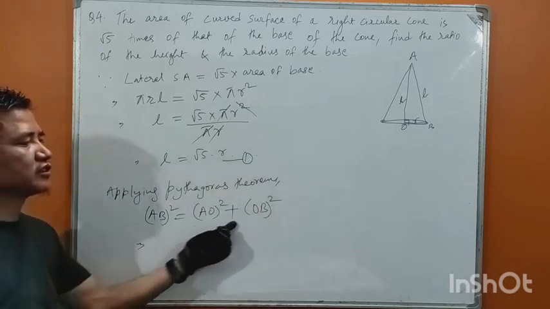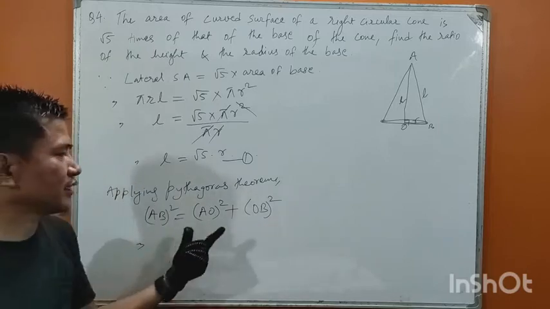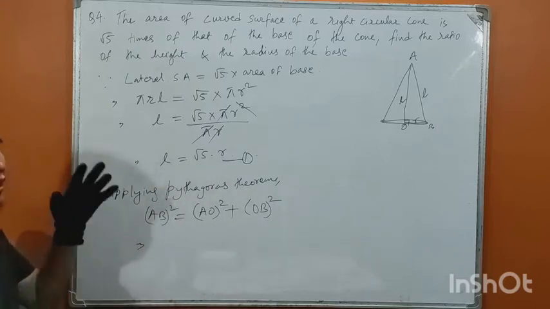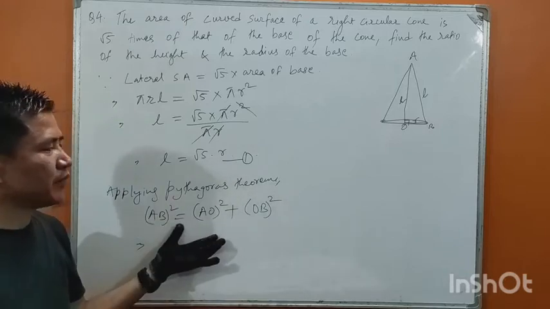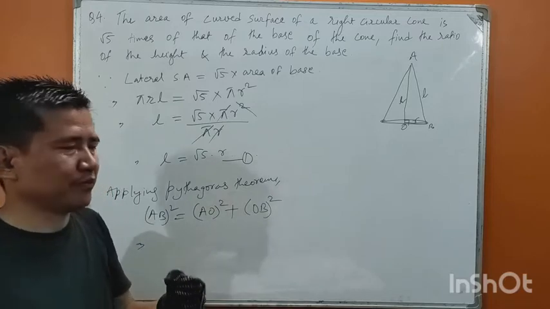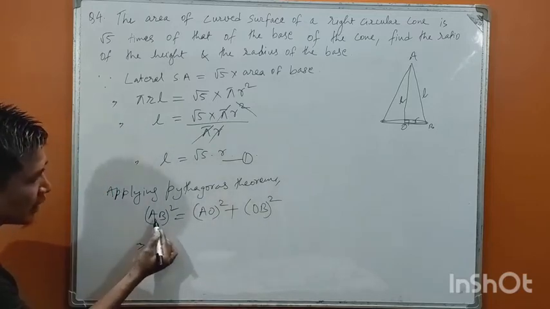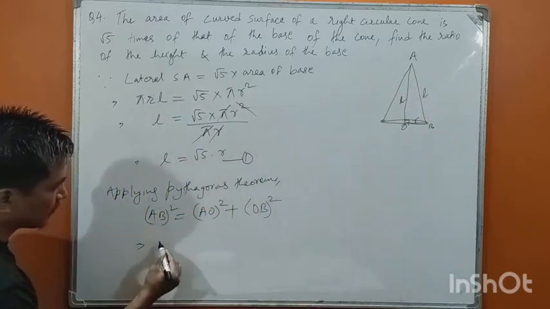No need to write all these things in the examination. These are time consuming things. I'm just writing this to make you understand. Do as fast as you can in the examination, because mathematics is a time consuming subject. You must save your time. Okay, AB is L. So AB means L.